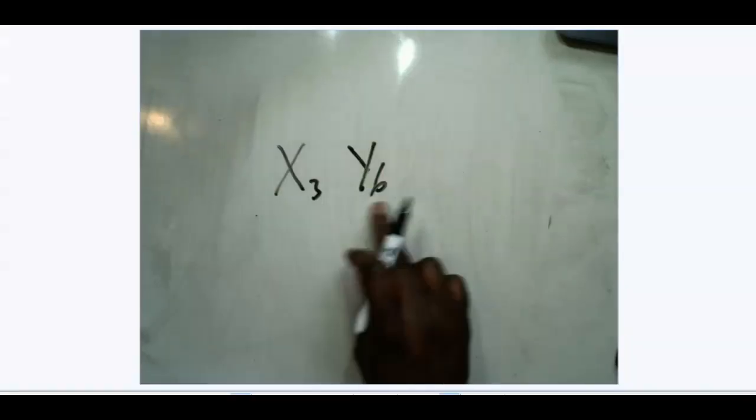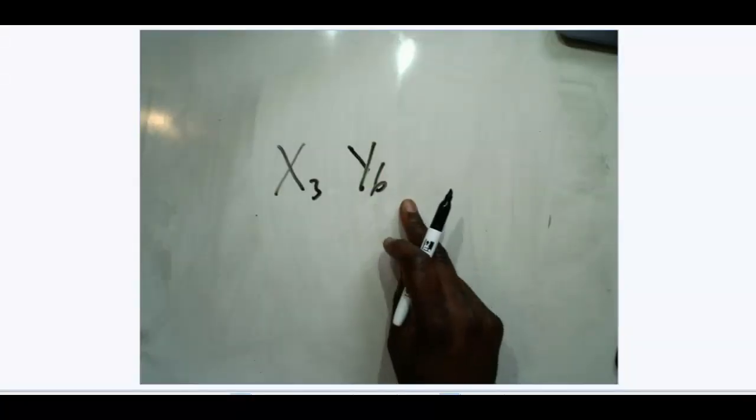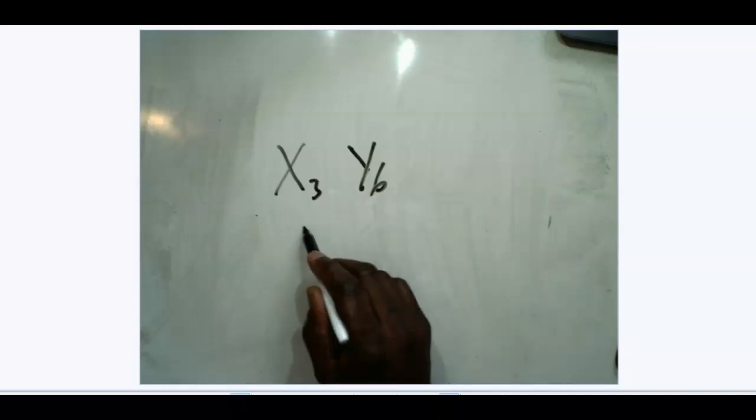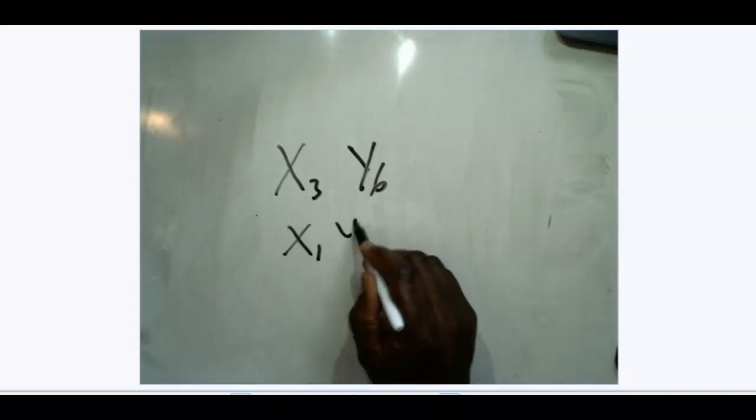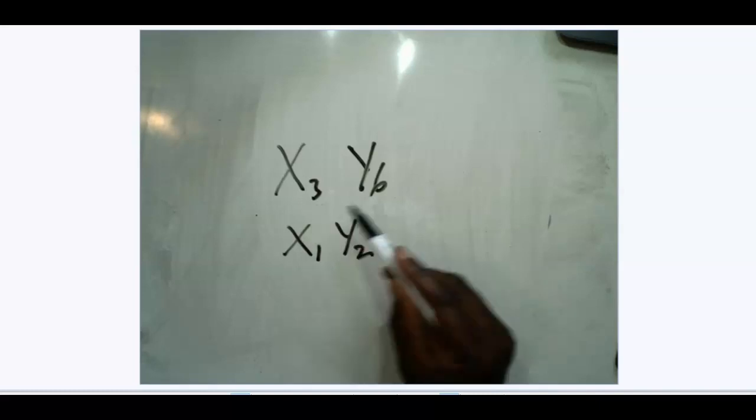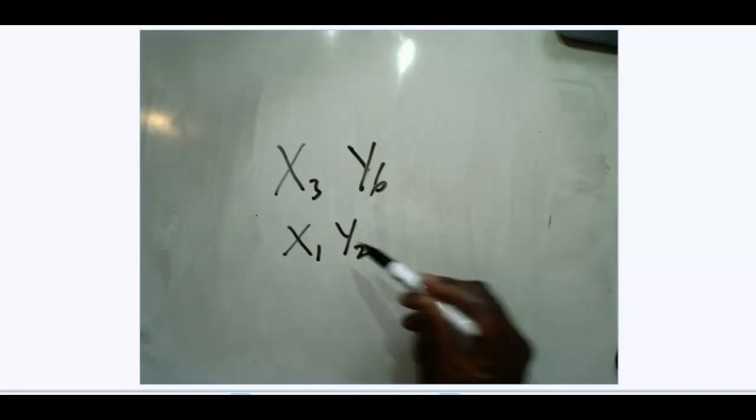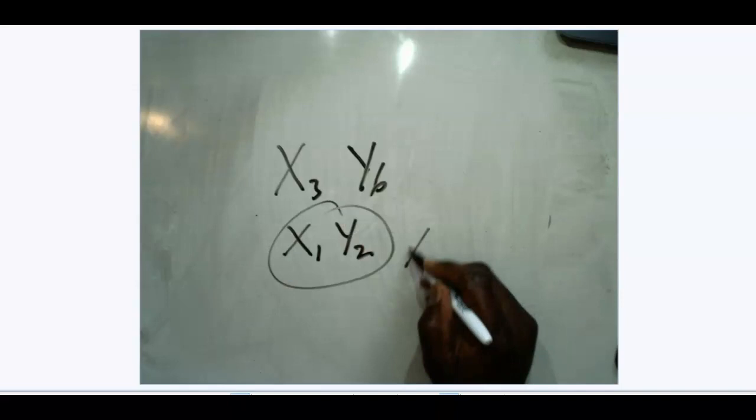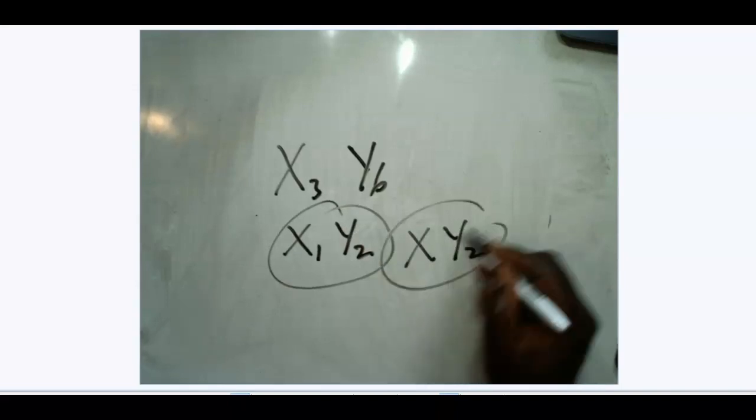You have X3, Y6. To get your empirical formula, you reduce them to X1, Y2. 3 here becomes 1, 6 here becomes 2. That's all. And this will be your empirical formula, which is also written as XY2. You don't have to write the 1 if it is just 1.